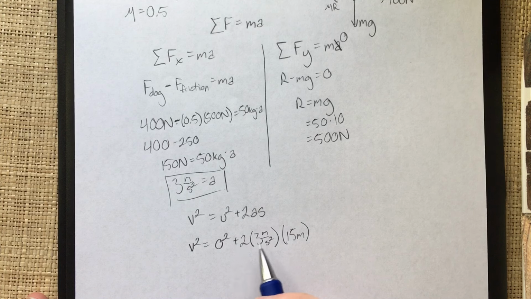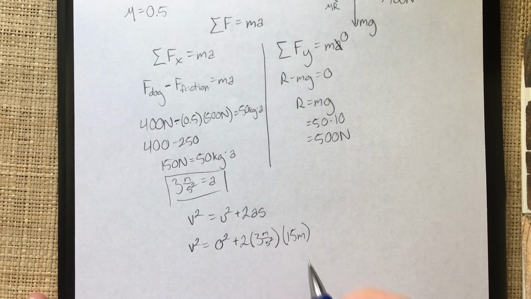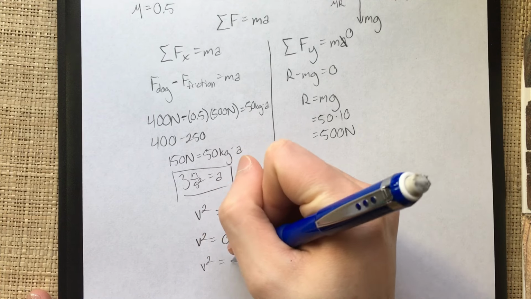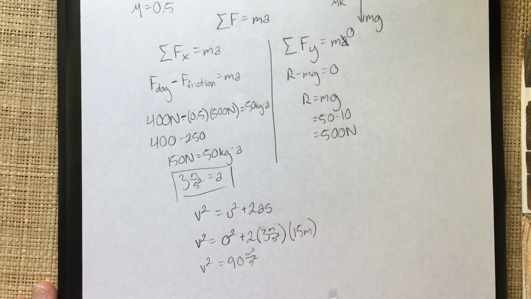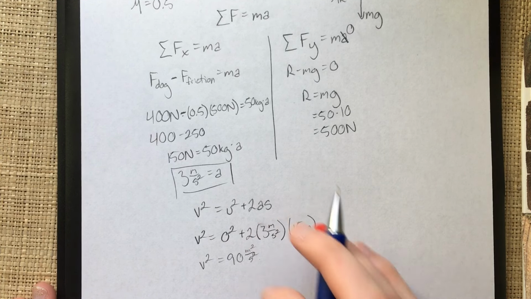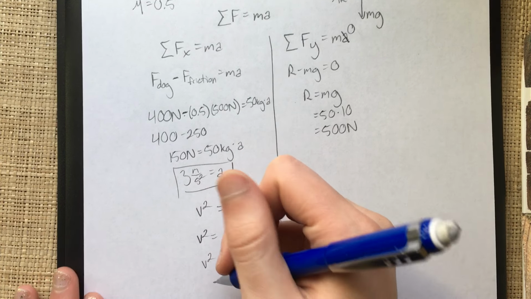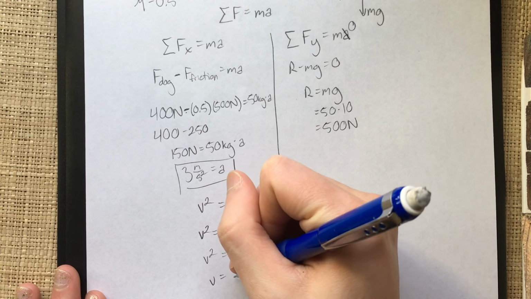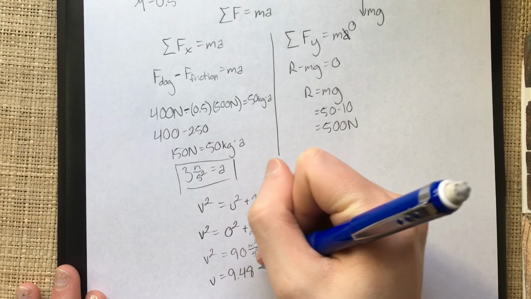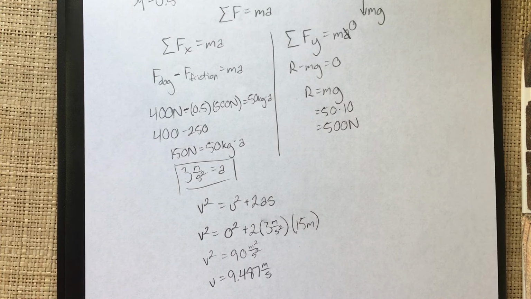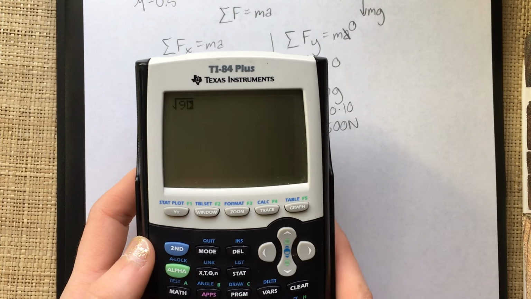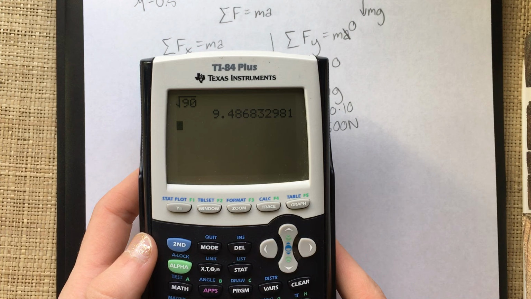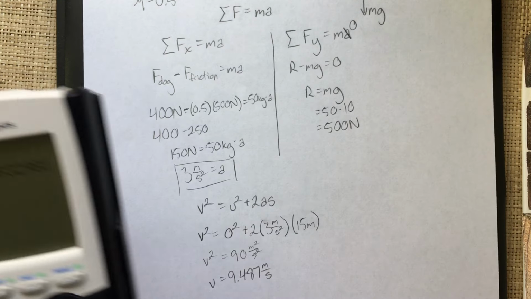Multiplying this out, 2 times 3 is 6, and 6 times 15 is 90. So we get v squared equals 90 meters squared per second squared. And taking the positive square root on both sides, because he's moving in the positive direction, we'll find that v equals 9.487 meters per second. And I promise that's right, but here it is on the calculator. Square root of 90 equals 9.4868, and so on. Call it 9.487.